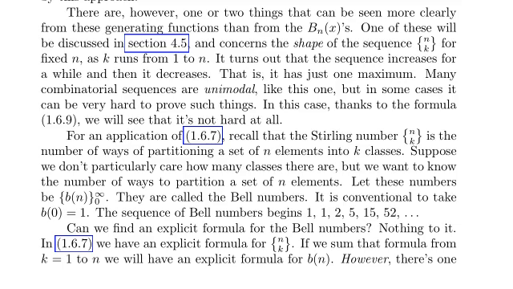There are, however, one or two things that can be seen more clearly from these generating functions than from the b and x's. One of those will be discussed in section 4.5 and concerns the shape of the sequence {n k}, for fixed n as k runs from 1 to n. It turns out that the sequence increases for a while and then it decreases. That is, it has just one maximum. Many combinatorial sequences are unimodal, like this one, but in some cases it can be very hard to prove such things. In this case, thanks to the formula 1.6.9 that we just calculated, we will see that it's not hard at all. Well, okay, that's cool.